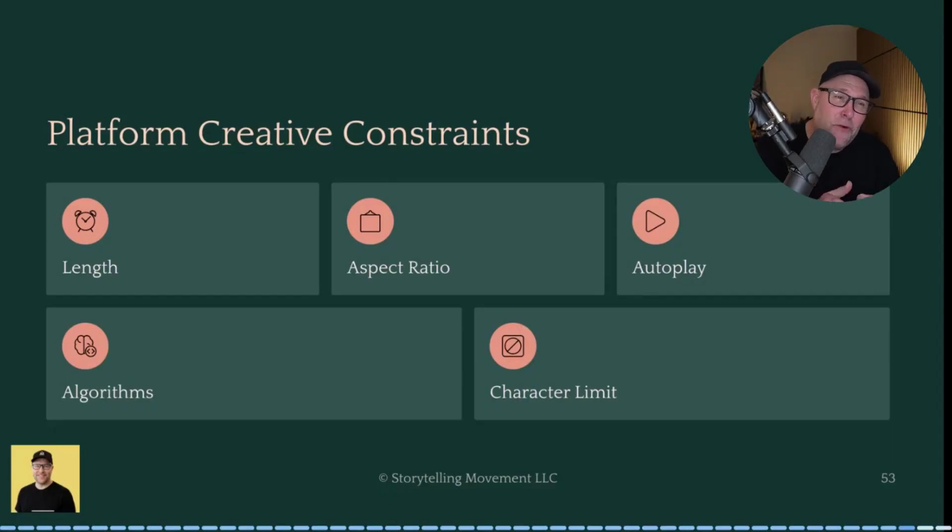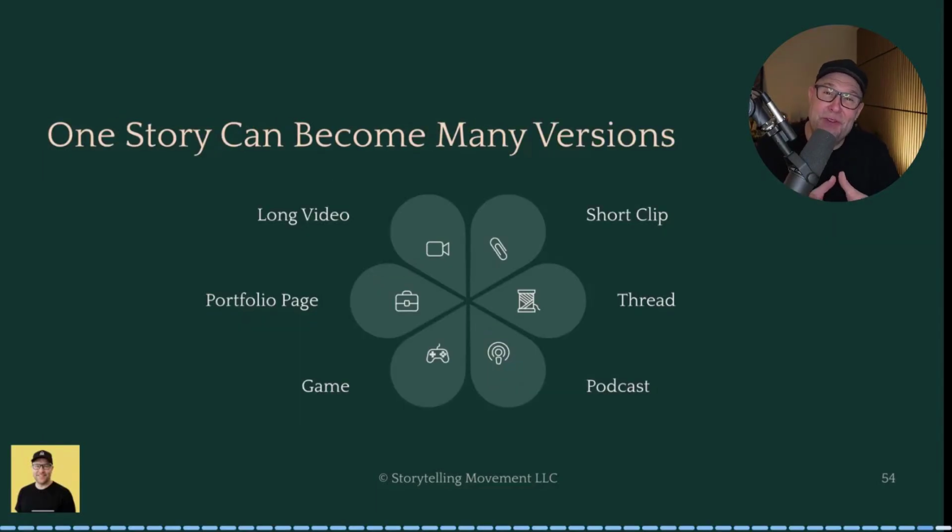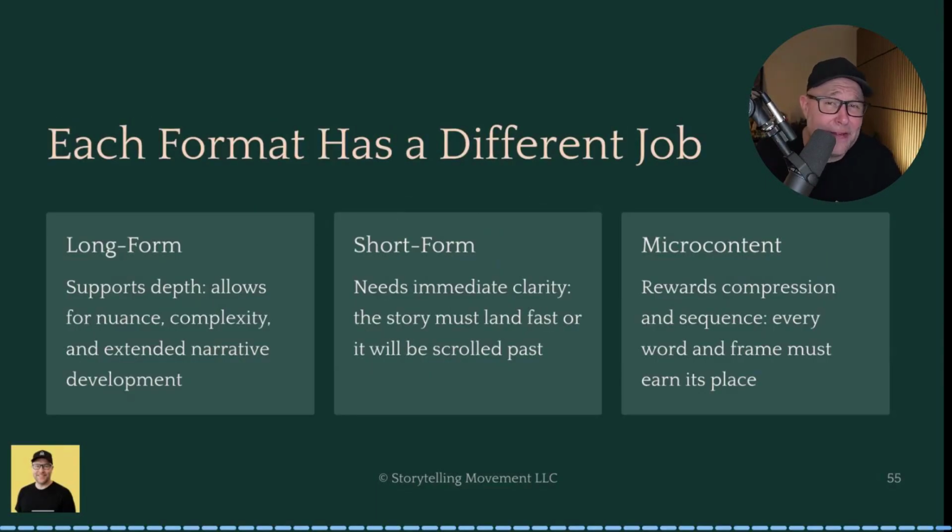And platform creative constraints can include length, aspect ratio, autoplay being integrated, algorithms, of course, and character limits. One story can be pushed to multiple versions: a long video, short clip, portfolio page, thread, game, podcast. Consider platforms you haven't considered before and how you would adapt to those platforms to grow your story in different directions. Each format has a different job.